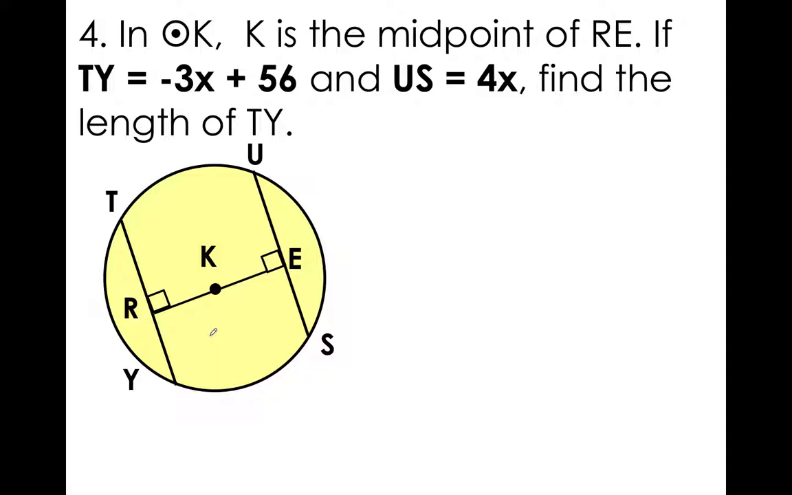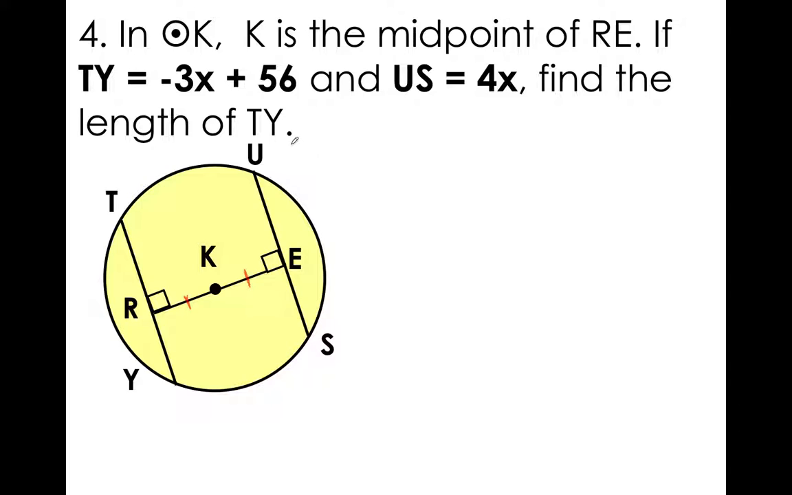All right, so let's think about what we're saying right here. It says in circle K, K is the midpoint of RE. And remember, since K is the midpoint of RE, that means that KR and KE are the same length. If TY, which is from here to here, represents negative 3x plus 56, and US represents 4x, then we need to find the length of TY.